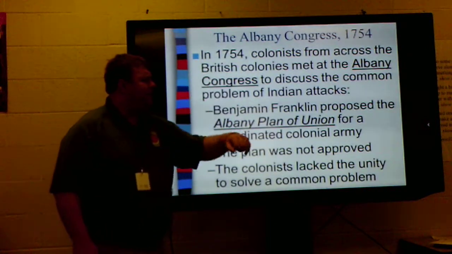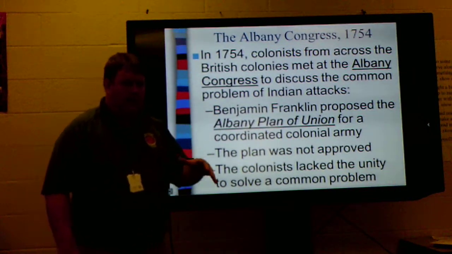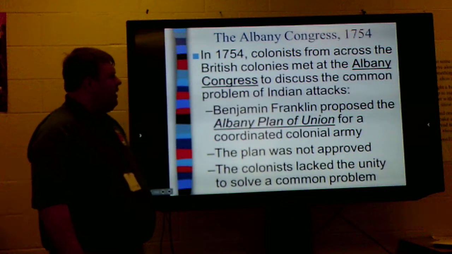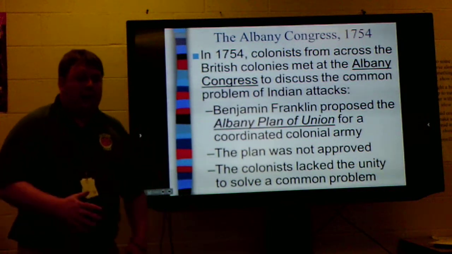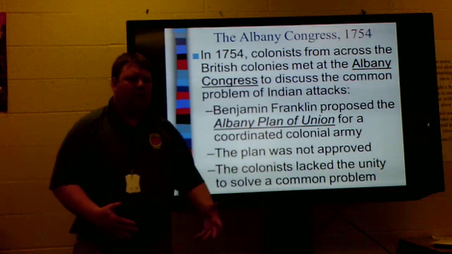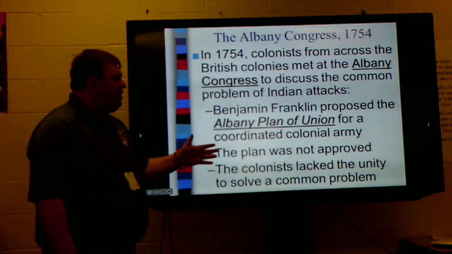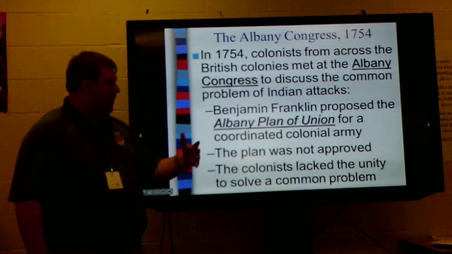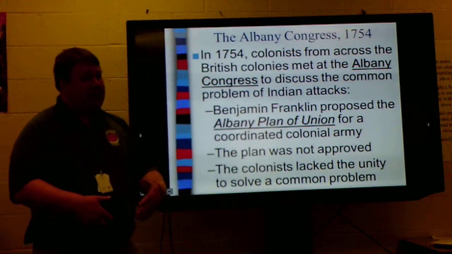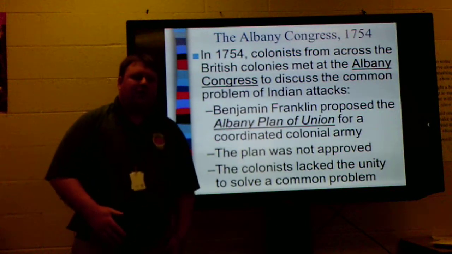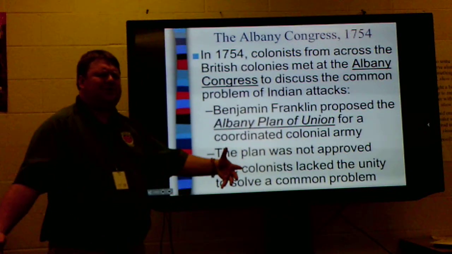So in 1754, colonists from across the English colonies met in Albany, New York, at what was called the Albany Congress, to discuss the common problem of Indian attacks. What are they going to do about it? Now, granted, they were getting attacked because they were taking more Indian land, but still they wanted to do something about it. So Benjamin Franklin proposed the Albany Plan of Union. Now, he was a little bit younger back then, but he had a good idea. He said, if we're going to defend ourselves, the British aren't going to do it. So what we need to do is basically have our own standing army, and we need to unite.